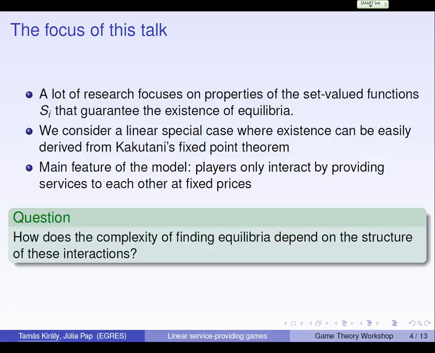But we want a model where the interaction of players is restricted. It's restricted to providing services to each other at fixed prices, like in the network model that I mentioned. And the question that we want to answer is, how does the complexity of finding equilibria depend on the structure of these interactions?